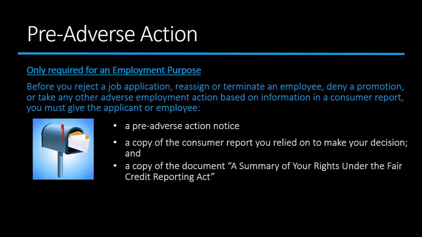Okay, so it's as simple as this. A packet goes out to the applicant. In that, there are three things. There's a pre-adverse action letter. There's a copy of the report so that they can see what information is concerning. And thirdly, there is a copy of the summary of rights under the Fair Credit Reporting Act. Okay, and that is all available through TruDiligence, and I'll touch on that here in just a little bit.